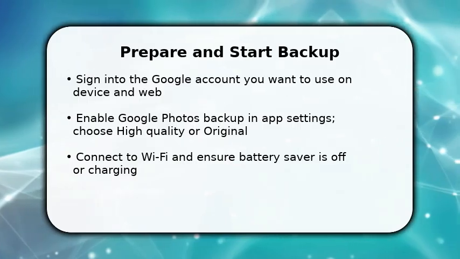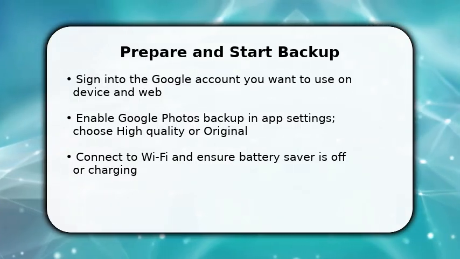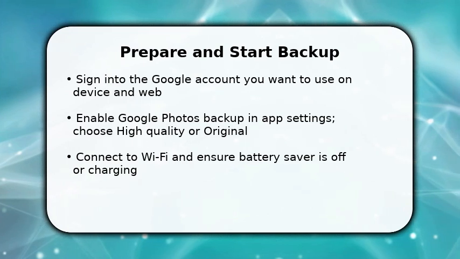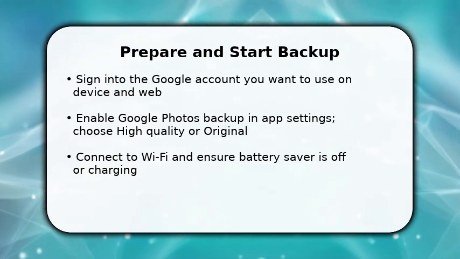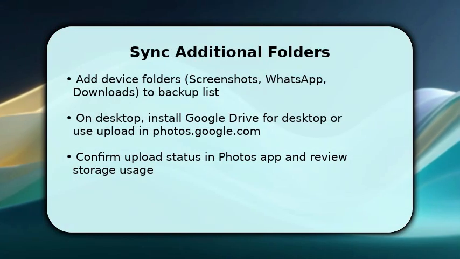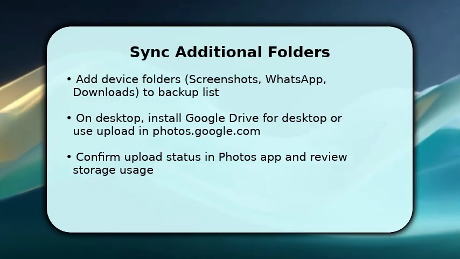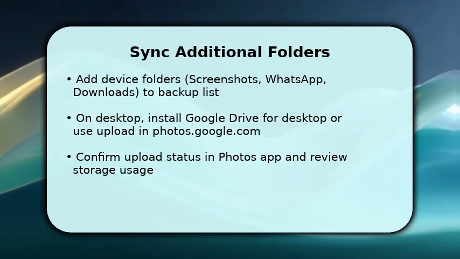After this initial enablement, the app will scan your camera folder and start uploading. This gets the first set of photos linked to your account immediately. Next, you'll add any extra folders that contain photos so nothing is missed. In the Photos app, select Device Folders and toggle Backup for screenshots, WhatsApp, or other folders.